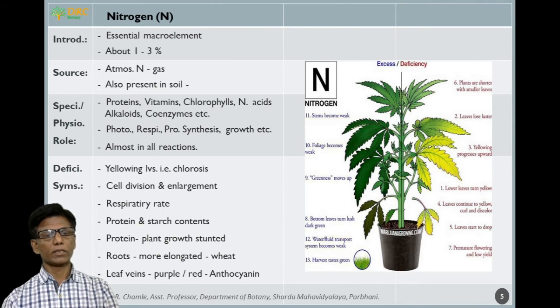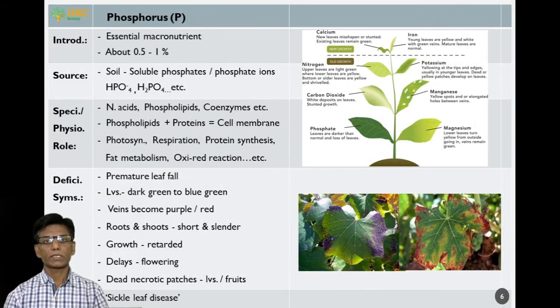In some plants, the leaf veins become either purple or red in color due to the deposition of anthocyanin pigments. This is a brief account of nitrogen element. Afterward, we will see the next element, phosphorus. Phosphorus is an essential macroelement or macronutrient. In the plant body, the amount of phosphorus is about 0.5 to 1% only.